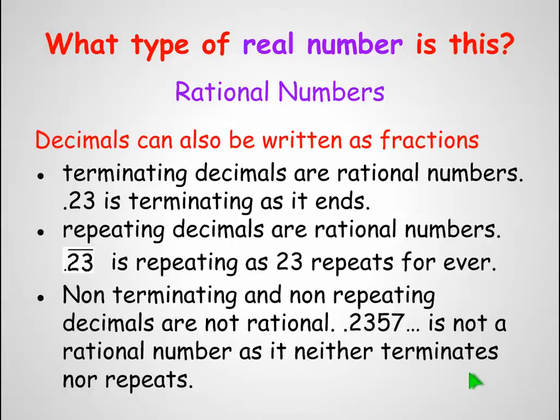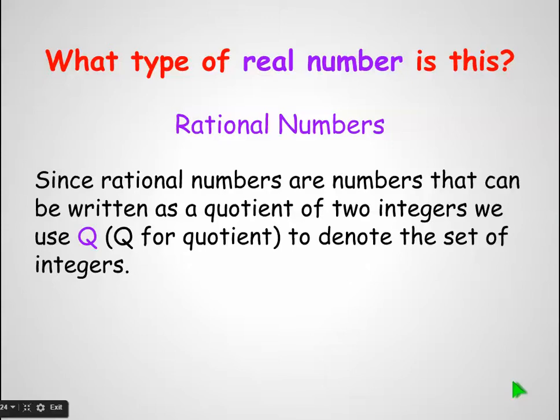Terminating decimals are rational numbers. 0.23 is terminating as it ends. All terminating decimals are rational numbers. Repeating decimals are rational numbers. 0.23 repeating is repeating as 23 repeats forever. And again, we will learn how to find out what fraction that is. Non-terminating and non-repeating decimals are not rational. 0.2357 dot, dot, dot, I can't forget the dot, dot, dot, is not a rational number as it neither terminates nor repeats.